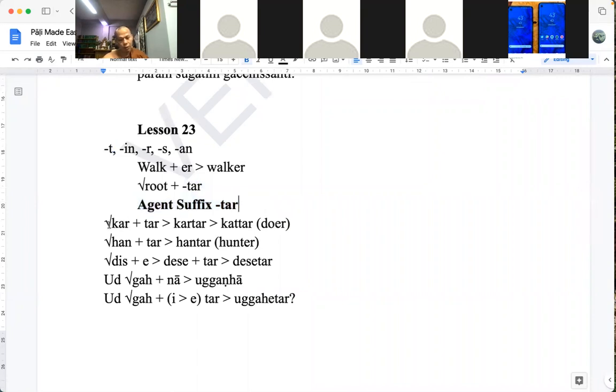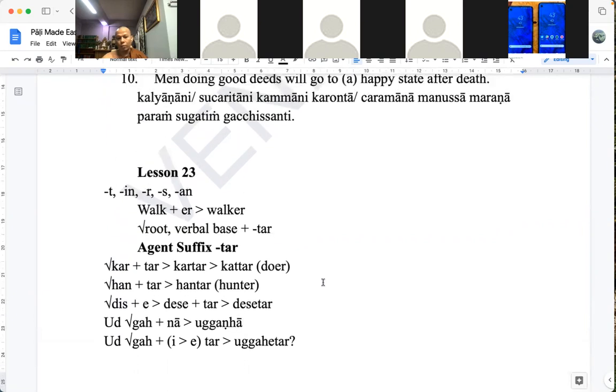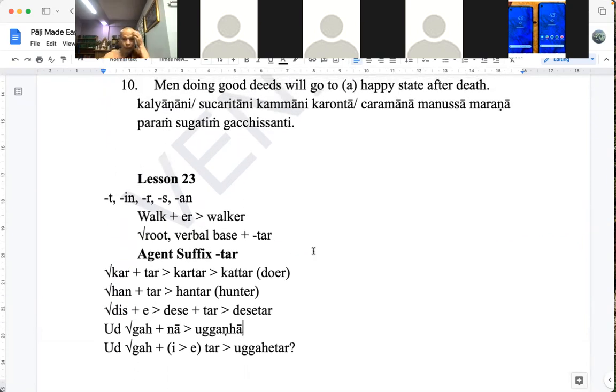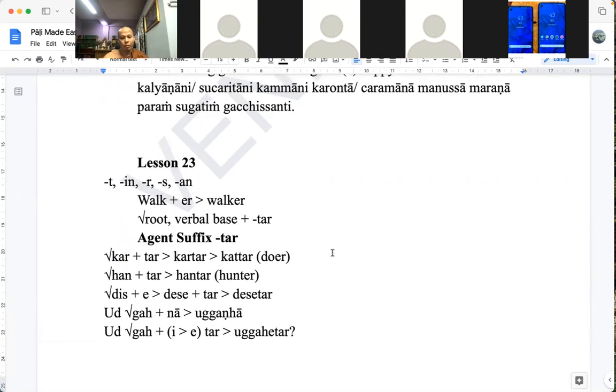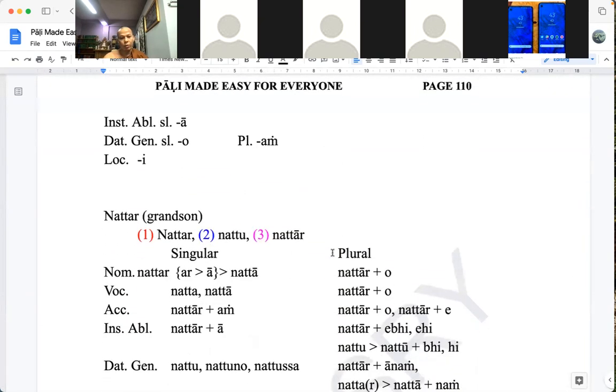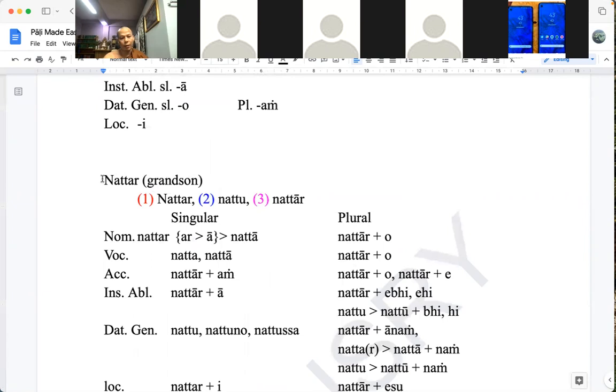Okay, so here are some examples: kattar, netar, gantar, and handar. But for the root, it is added to the vowel base. So we add that tar in this way. And then we go on to declension, adding the case endings and how it is formed. That one we also learned for nattar.